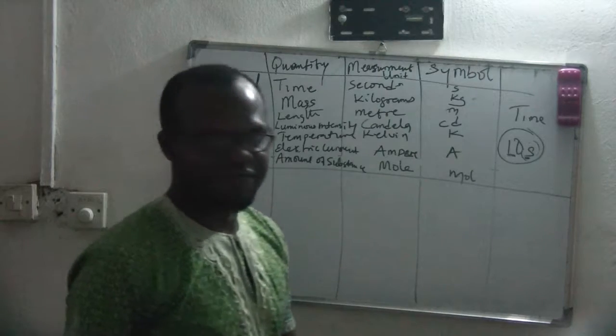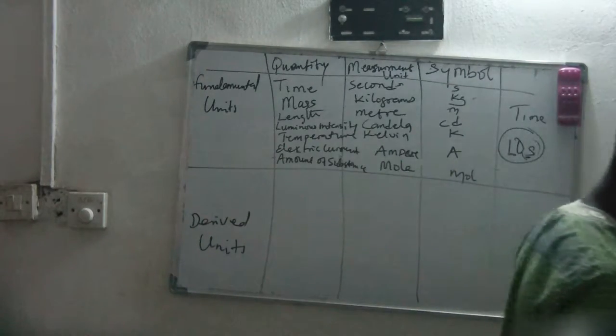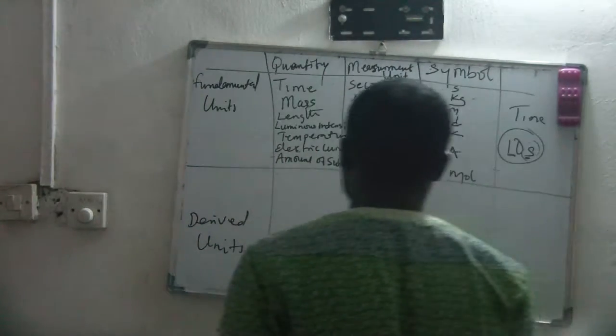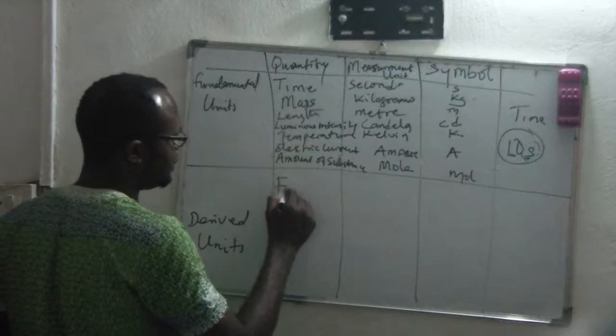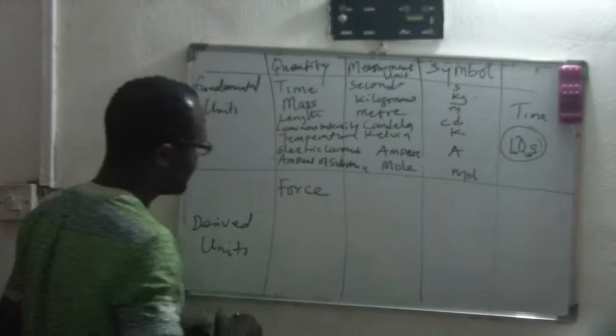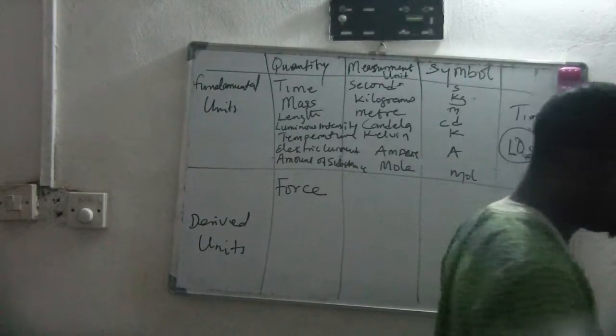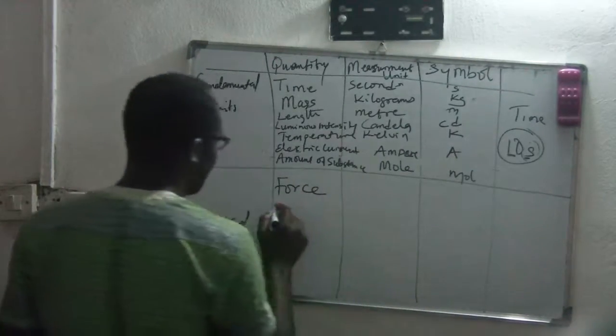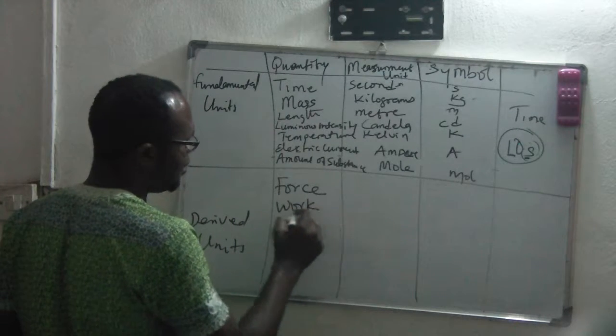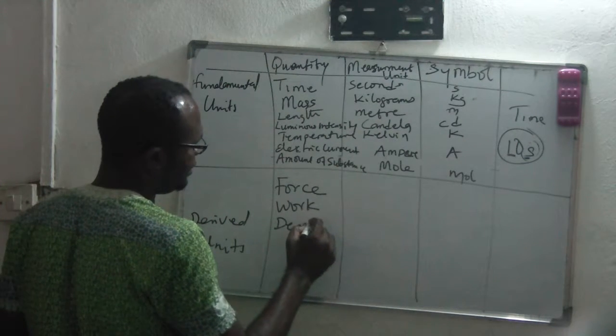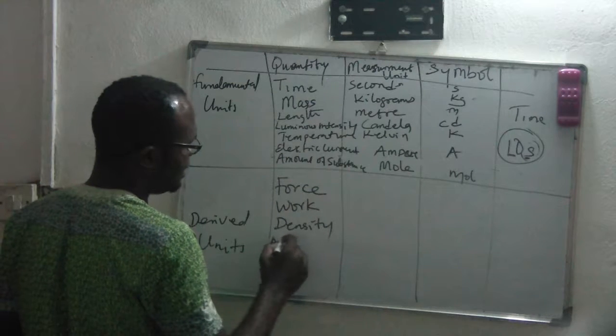Now, what are the derived units? The units that can be gotten from the fundamental units. Number one here is force. Force is a derived unit. What other examples of derived units do we have? Acceleration, work, density.